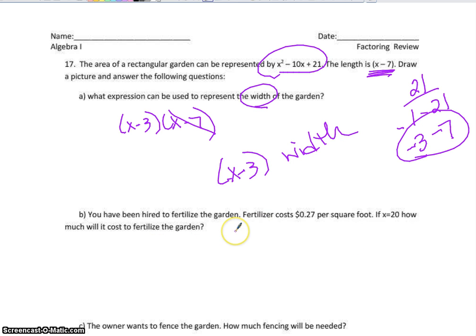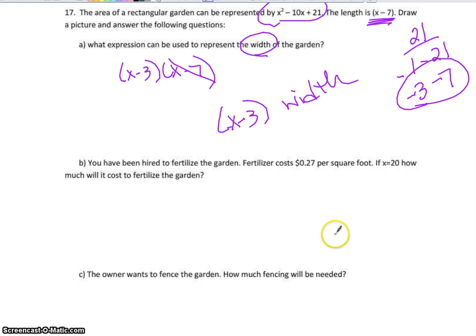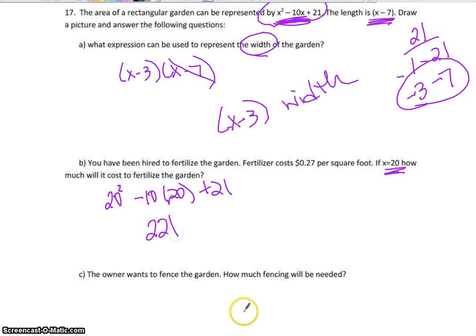If you've been hired to fertilize a garden and the fertilizer costs 27 cents per square foot, if x equals 20, how much will it cost to fertilize the garden? The first thing you have to do is figure out how many square feet your garden has. So you put 20 into the original problem for x, and it becomes 20 squared minus 10 times 20 plus 21. I took this 20 to the original problem and put it in. Punch it in your calculator, and you get 221.